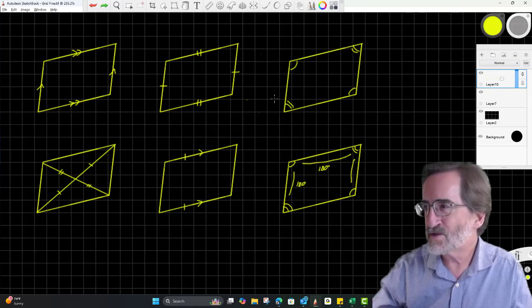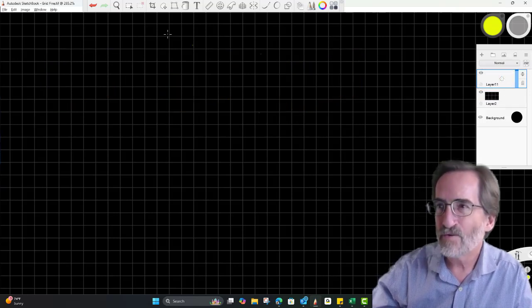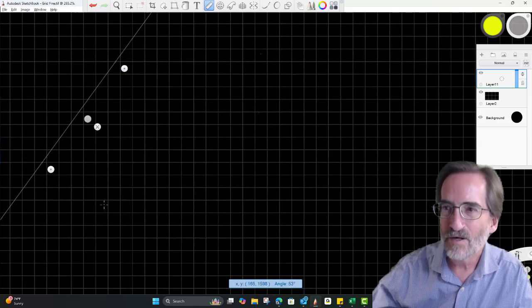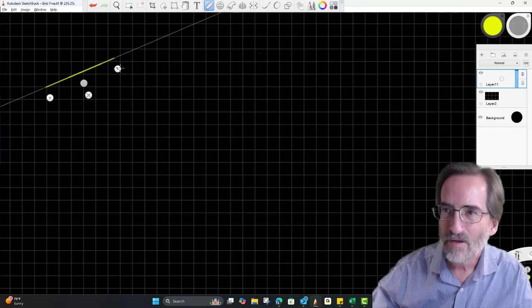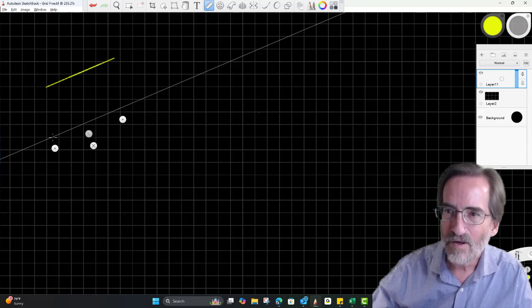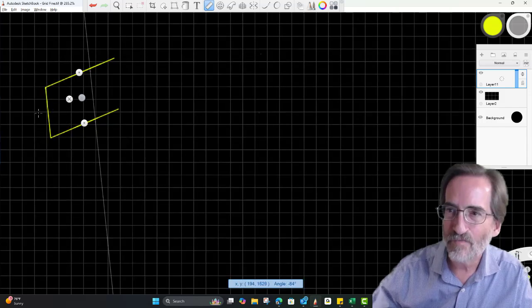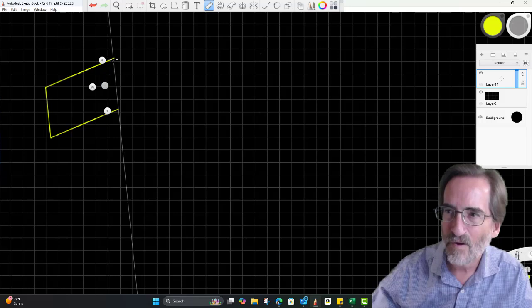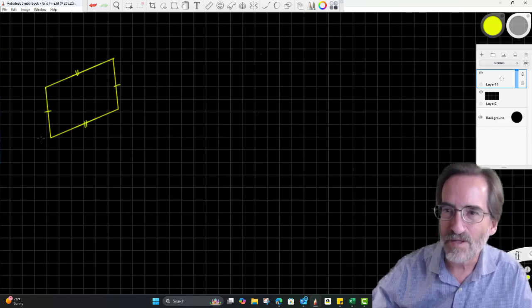Okay? So let's start by drawing a quadrilateral that is not necessarily a parallelogram. And we're going to prove it is a parallelogram. So let's start with this shape right here. Okay, and let's say we know that this side is congruent to this side, and this side is congruent to this side. Let's label it so we can refer to it, A, B, C, D.